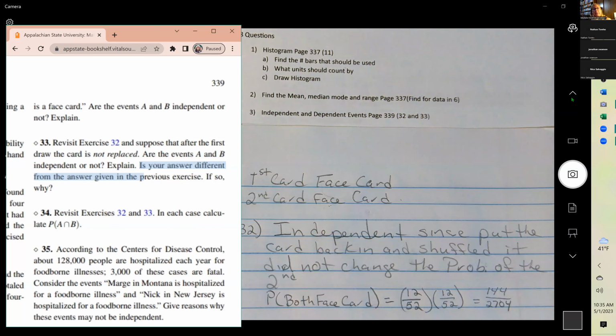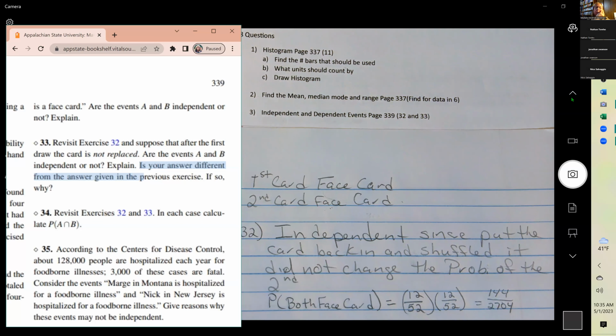$27.04. If it doesn't specify, it's up to you if you want to use the fraction, the decimal, or the percent. Are there any questions on that part?